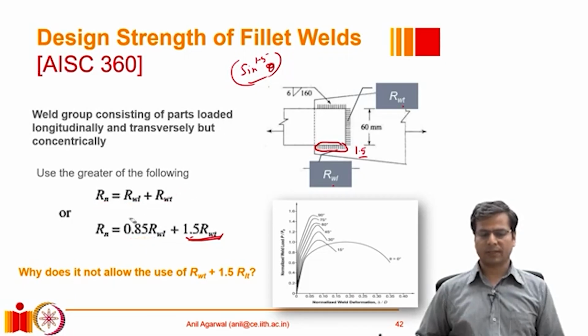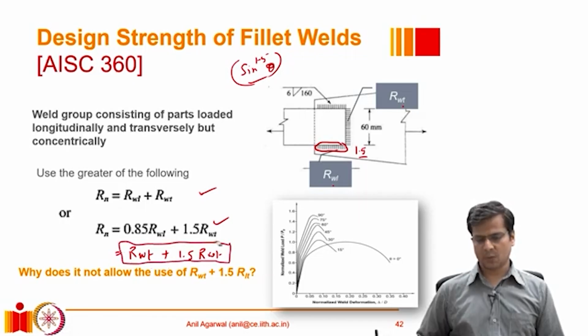The question is, why does it do that? Why does it not allow us to do RWL plus 1.5 RWT? It says you can do either this or this, whichever one is giving you a higher value, you can take that. We know that obviously this formula will give us even a higher value, but we cannot do this. Why?